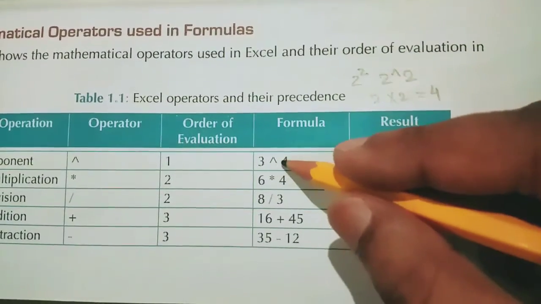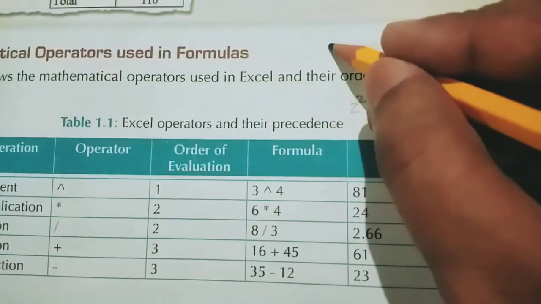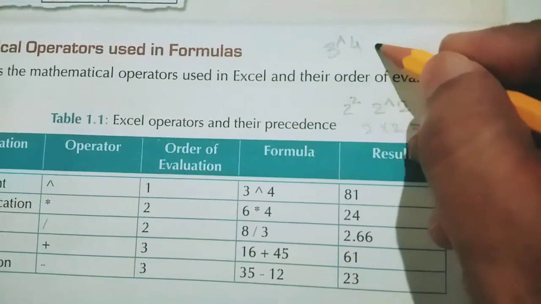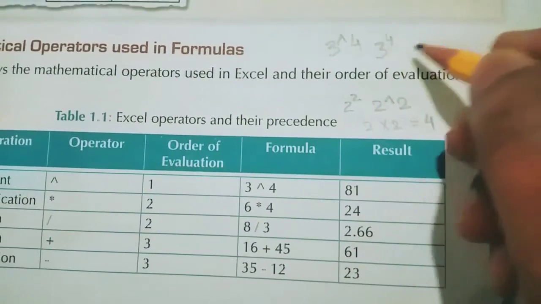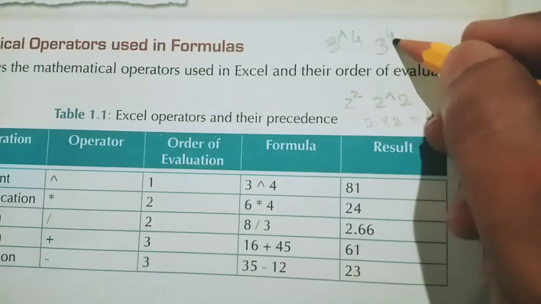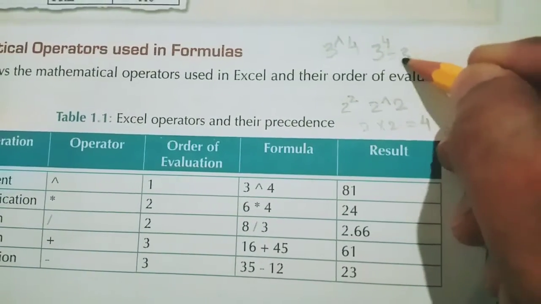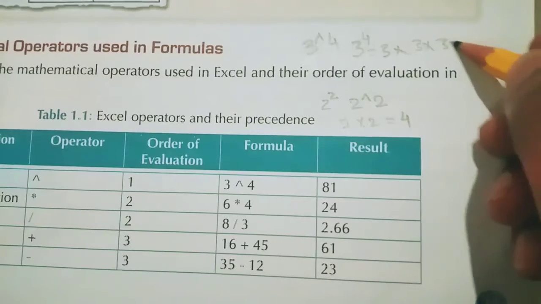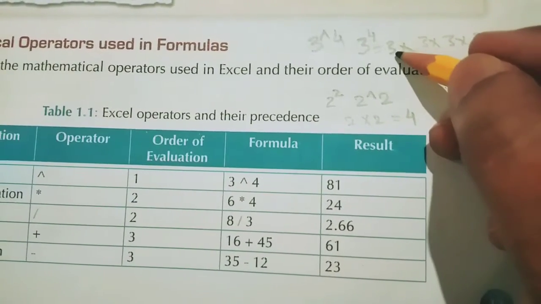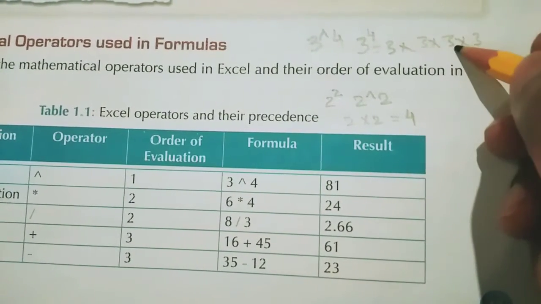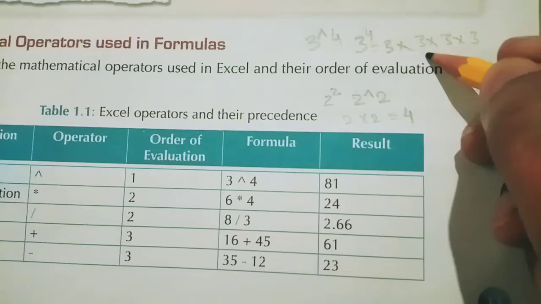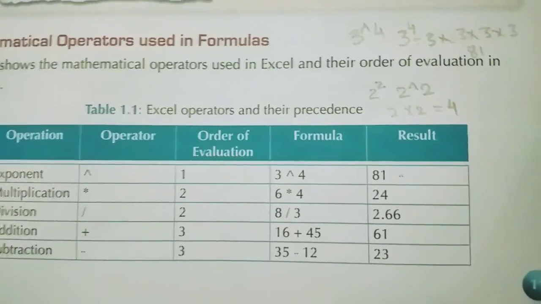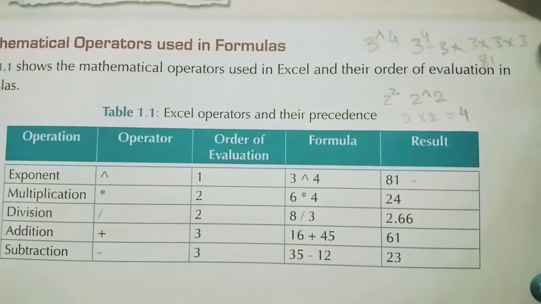This is called the operator of exponent. And here 3 to the power 4 is written, that means 3 will be multiplied 4 times. That means 3 into 3 into 3 into 3. So it is what? 3 3s are 9, 9 3s are 27, 27 3s are 81. So in this way 81 is coming. Understood now? What is called exponent?